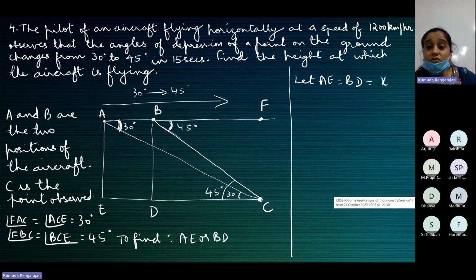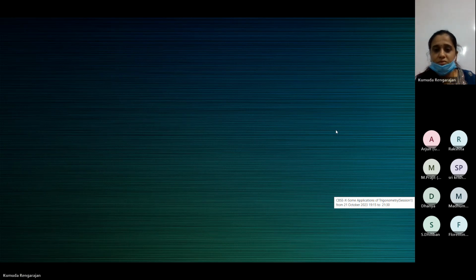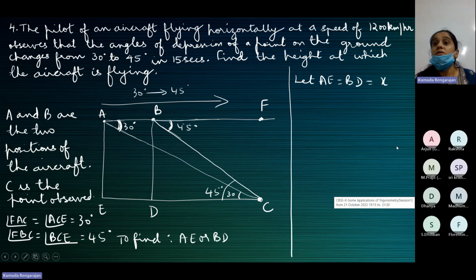Now, the first thing is, see, we don't know any line segment at all. No number, we only know 30 degrees, 45 degrees. With this, how can you answer the question? You need to know the length of some small line segment in the figure. Otherwise, you cannot find any numerical value. You cannot answer this question, find the height at which the aircraft is flying, if you only know angles 30 degrees and 45 degrees. So we need to find the length of some line segment.